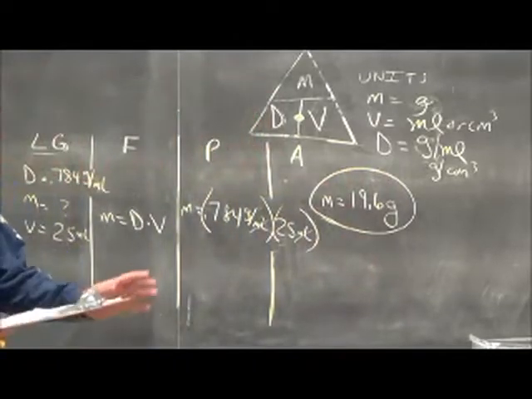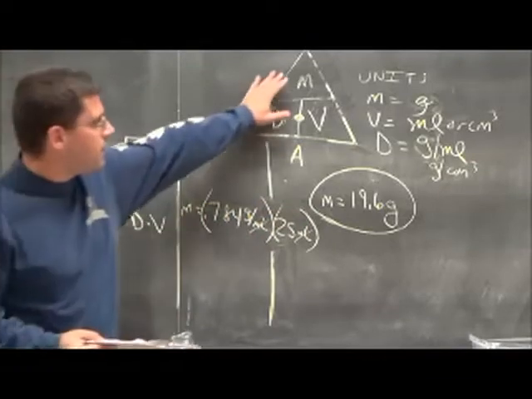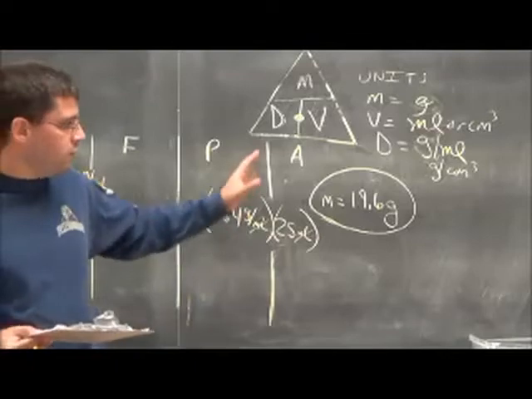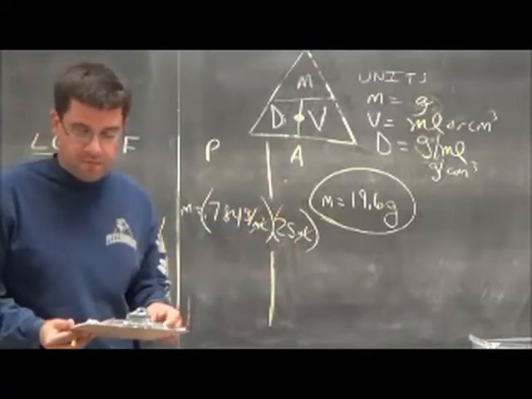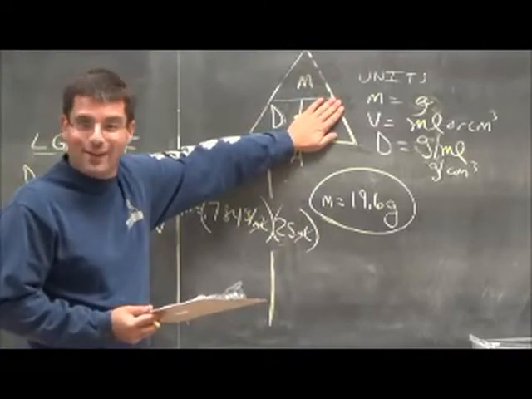Okay, so now let me ask you something here. See that difference right there? How we multiply it, how we use the formula triangle? Very neat and organized. Okay? Alright, so those are the first 2. Now you might be asked to find volume in one of the future problems. M over D. See how that works?